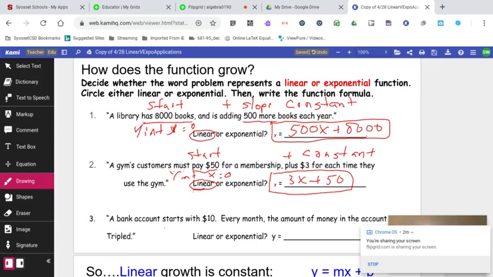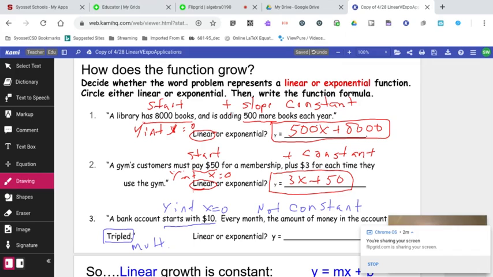Now in the third example, we have a bank. And when we look at the story, the bank account starts with $10. So that is the y-intercept at time 0. That's where we start. Every month, the amount in the account is tripled. That is not a constant rate of change. We are not adding the same amount each time. We are multiplying the same amount each time, but multiplying is not a constant rate of change.